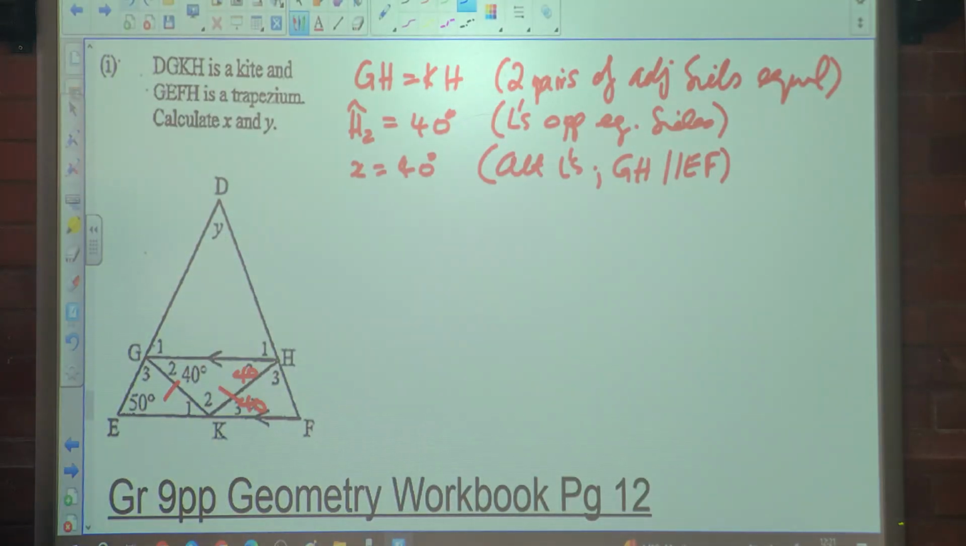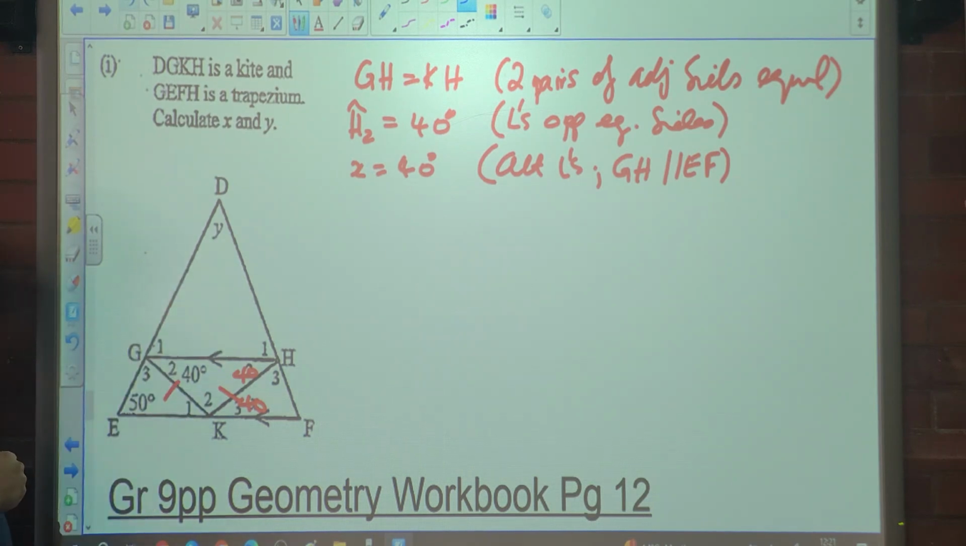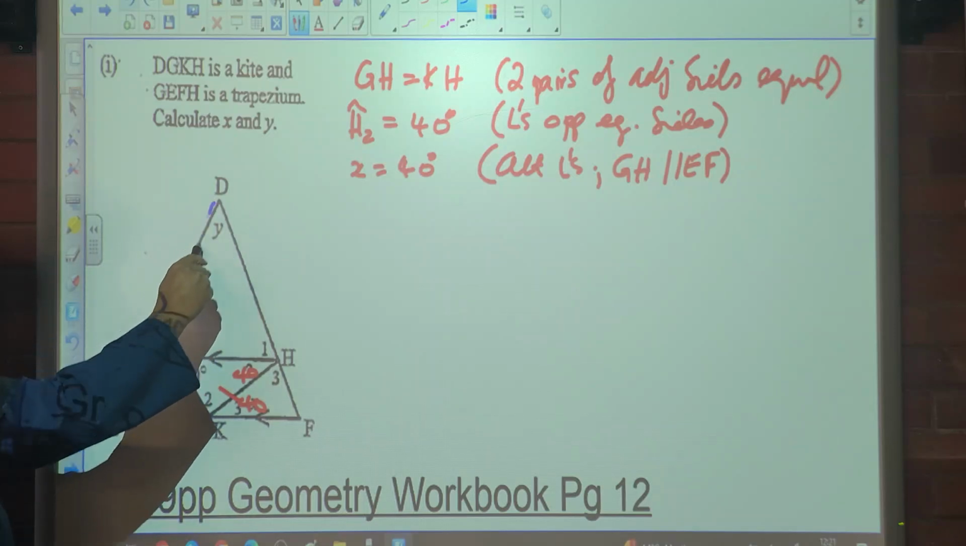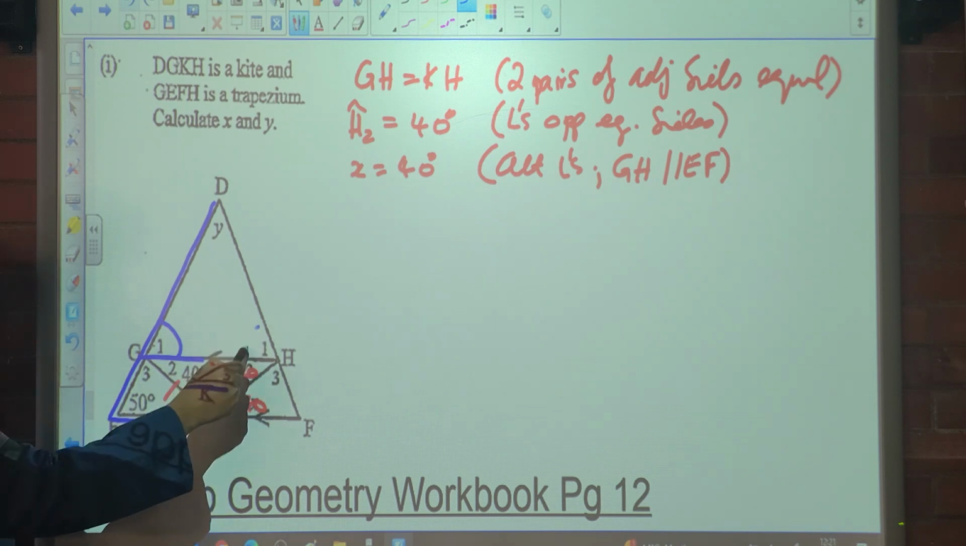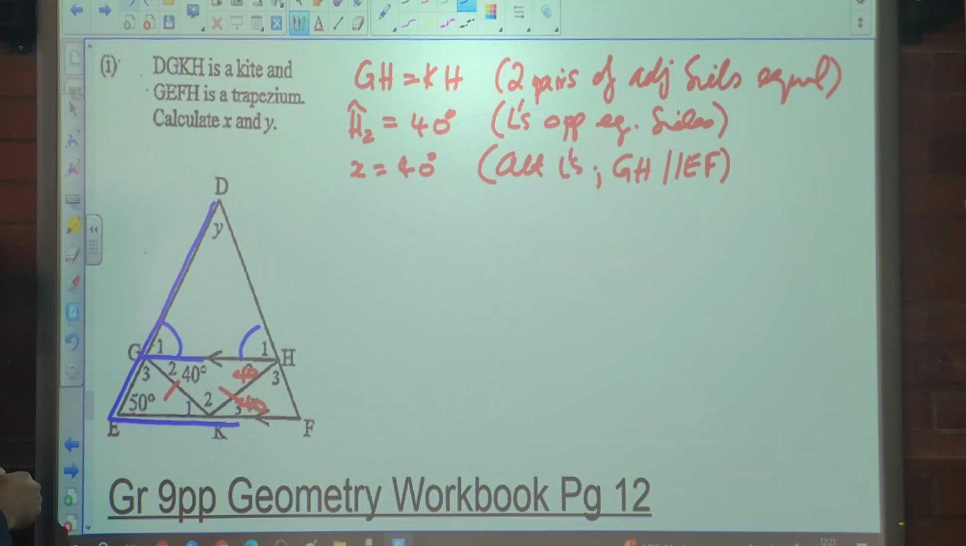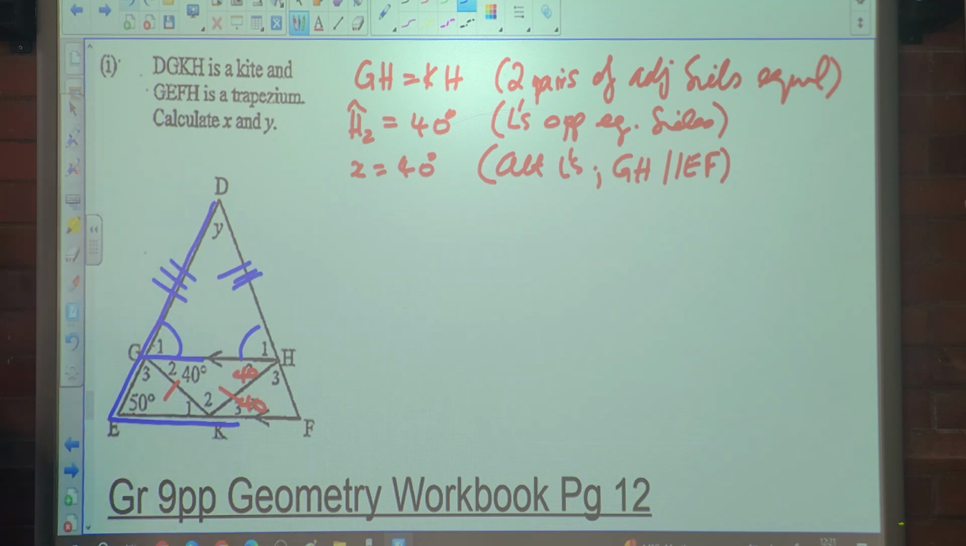Angle Y. Y is lying far from us, no? Okay, so this is 50. Which other angle is 50? G1 is 50. Why? Corresponding angles. Not so. Right. What else can be determined at this point? H1 is 50. Why? Angles opposite equal sides. Those lengths are equal. Why? Because that's a property of a kite. Not so. That's also 50.